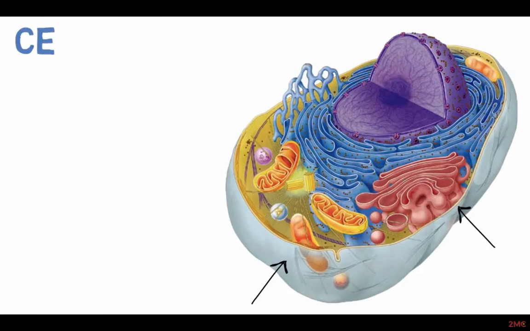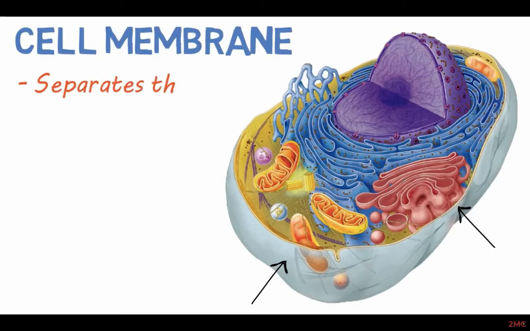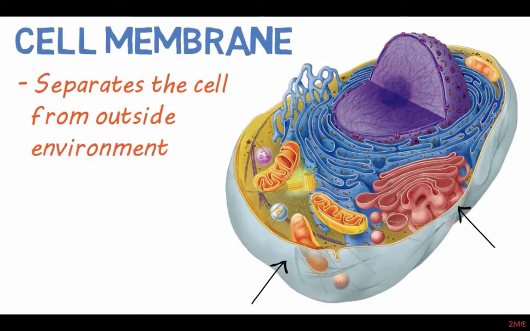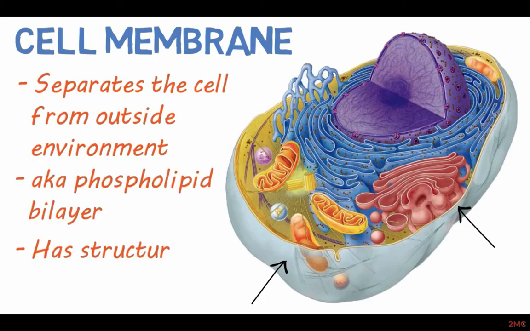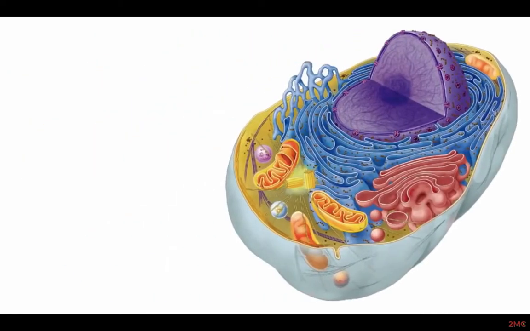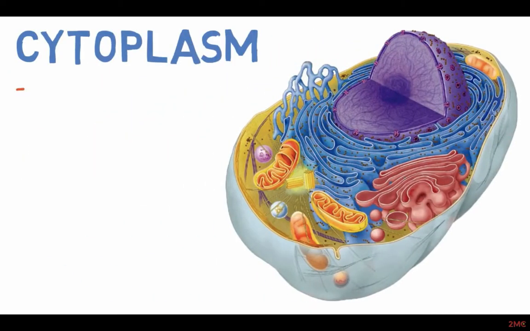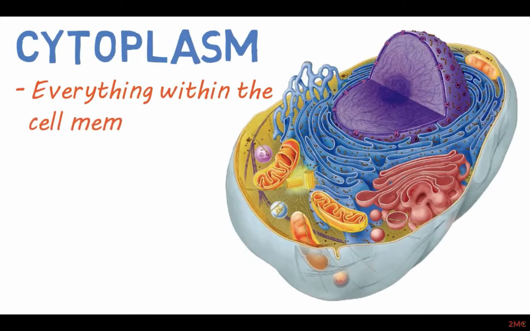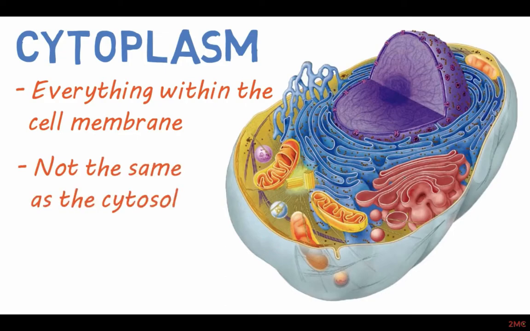We'll start on the outside with the cell membrane. This is what separates the cell from the environment outside the cell. It is also known as the phospholipid bilayer and has various structures to allow for the inflow and outflow of water and other molecules and compounds. Next is the cytoplasm. The cytoplasm is everything within the confines of the cell membrane, including all organelles, proteins, and other structures. This is not the same as the cytosol, which is the fluid these organelles move around in.